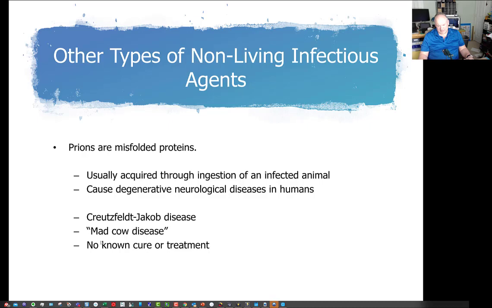It causes damage to the brain, and before you know it, you'll lose your conscious ability to do things and think, and you die from it. Mad cow disease is really bad. No known cure or treatment, and pretty scary.